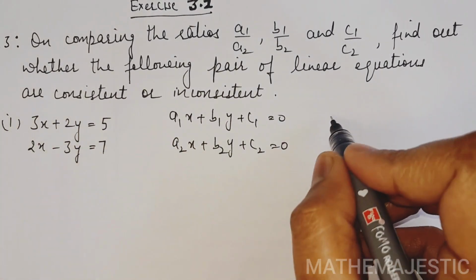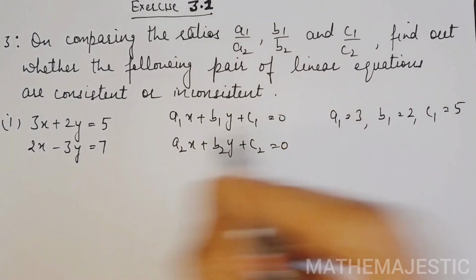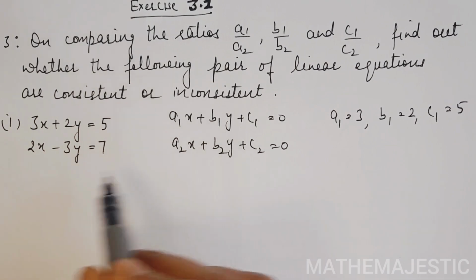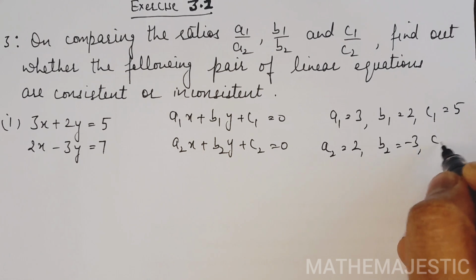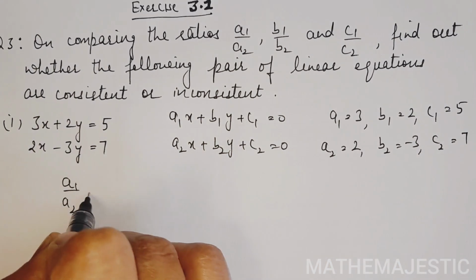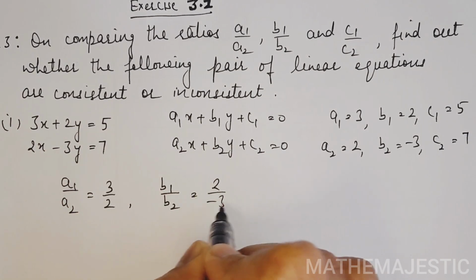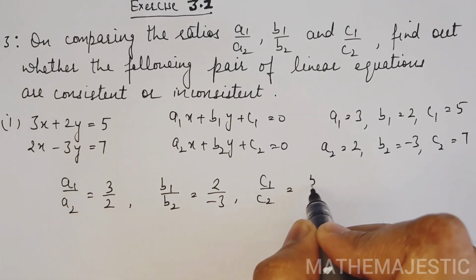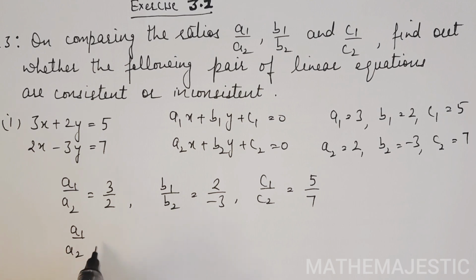By comparison, we find that a1 is 3, b1 is 2, c1 is 5. Similarly, a2 is 2, b2 is minus 3 and c2 is 7. Now we will find their ratios. a1 by a2 will be 3 by 2, b1 by b2 will be 2 by minus 3, c1 by c2 is 5 upon 7. Here you can easily see that a1 by a2 and b1 by b2 are not equal, and they are also not equal to c1 by c2.